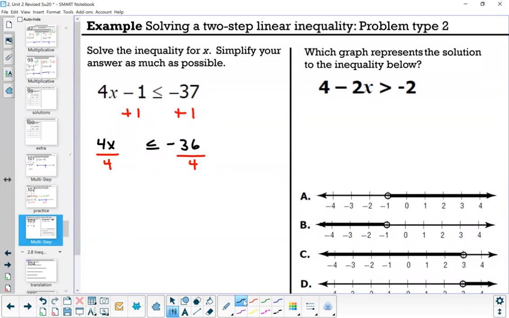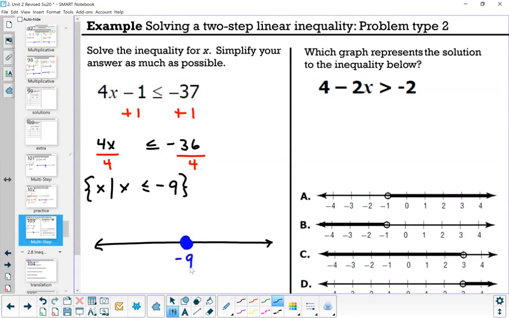So now we have 1x is less than or equal to negative 9. Put that in set notation. There we go. We have the set of all x such that x is less than or equal to negative 9. Do the graph. So we have a solid circle. Call that negative 9. And we're shading down the number line.